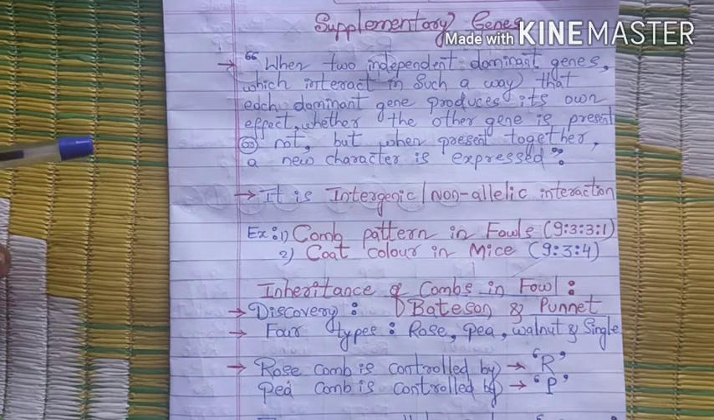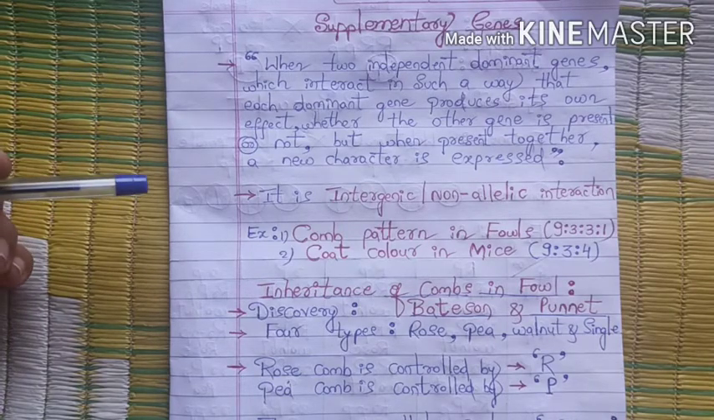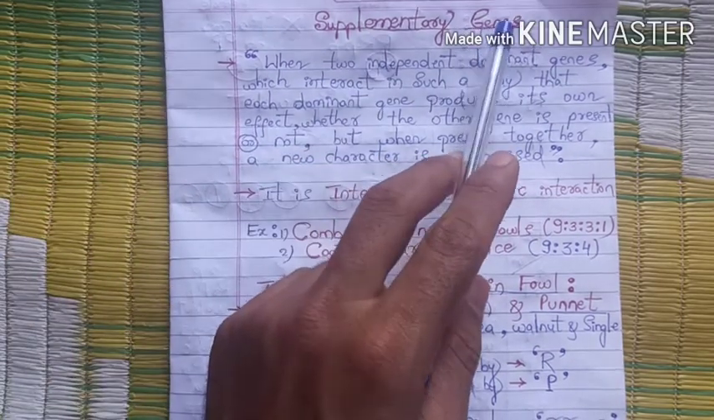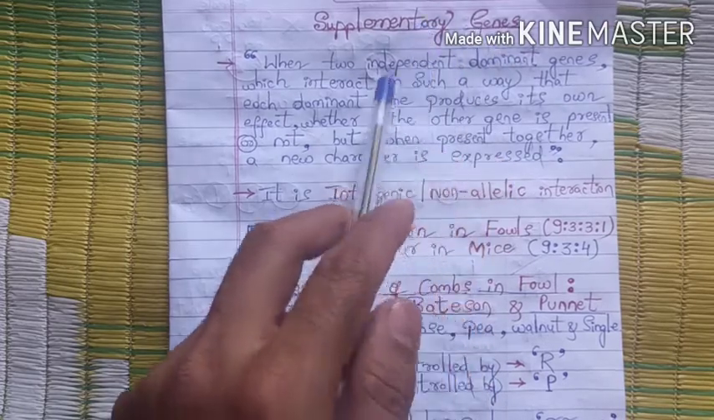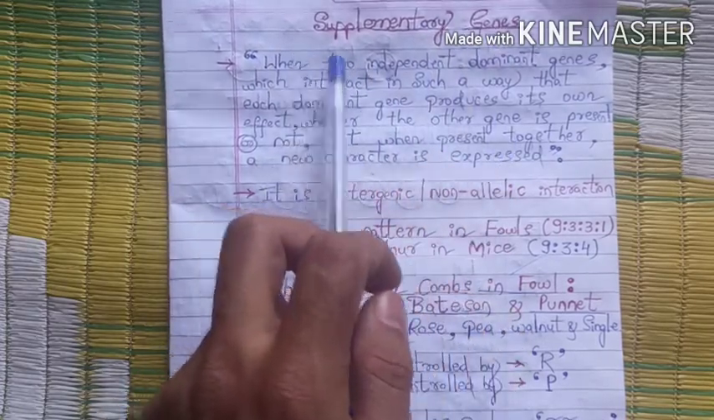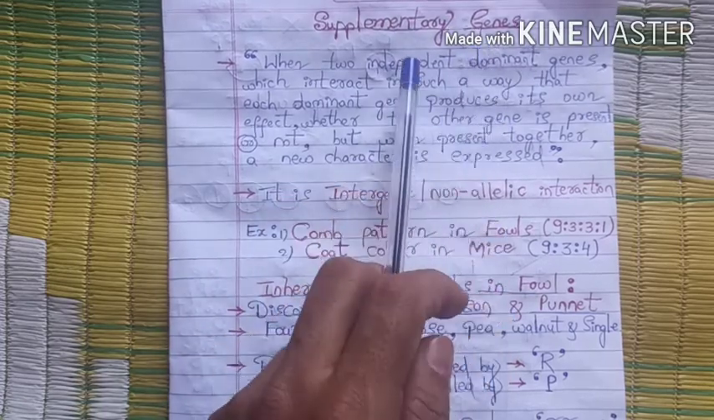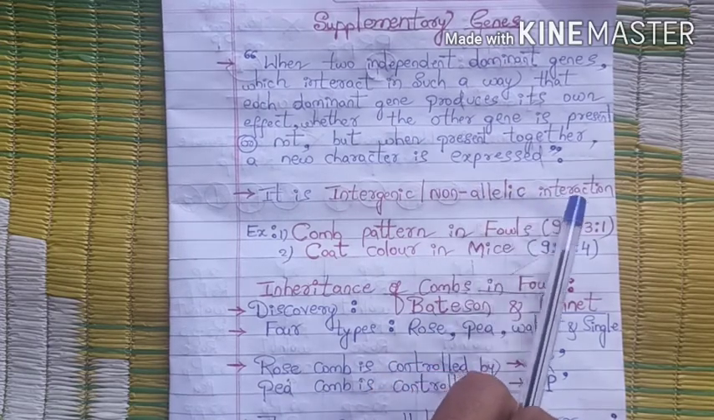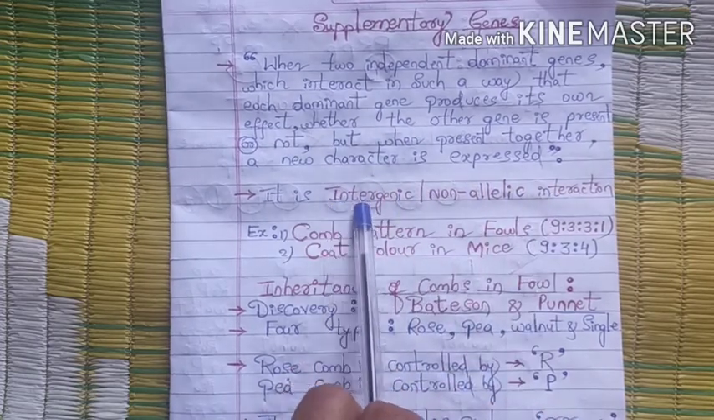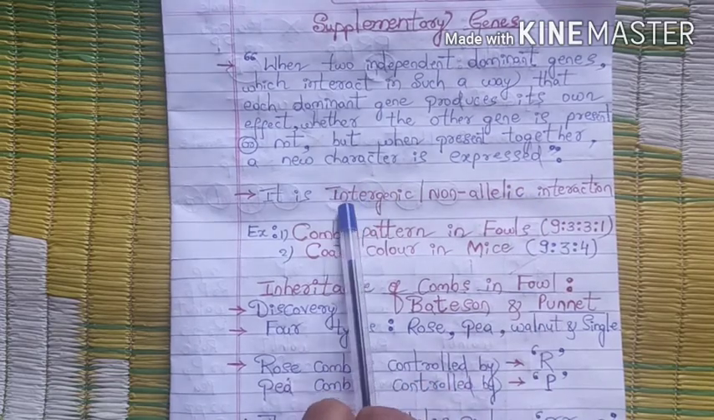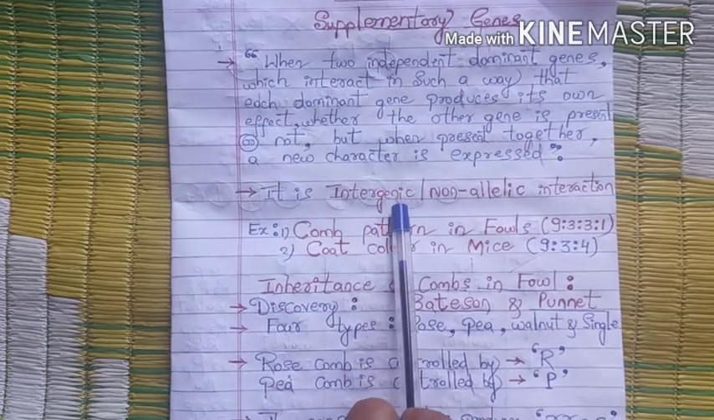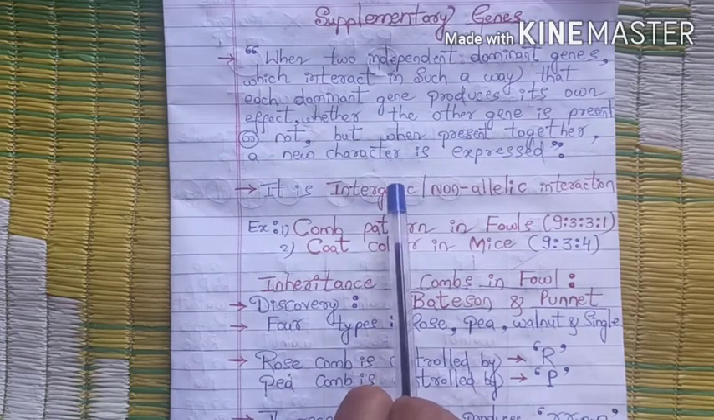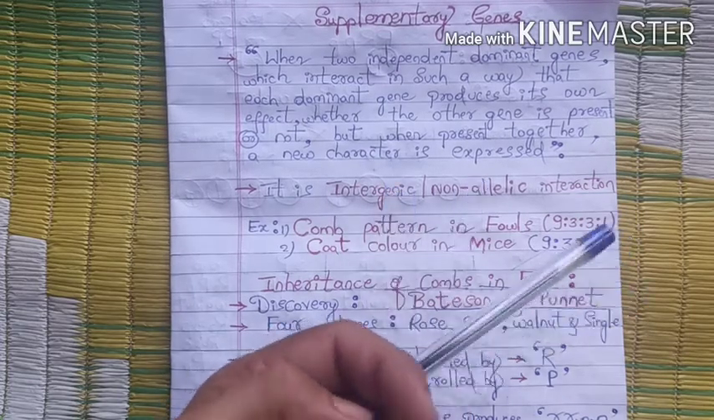I am Salim. Today we are going to study one of the important concepts of genetics, that is supplementary genes. First, the definition of supplementary genes: remember, it is a type of non-allelic interaction, also called intergenic interaction. Inter means in between the genes. So it is a phenomenon or interaction which involves more than one gene.